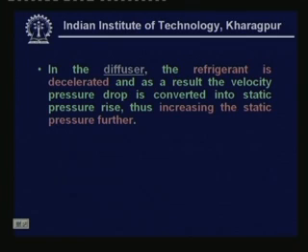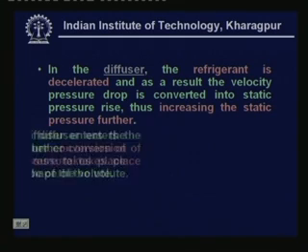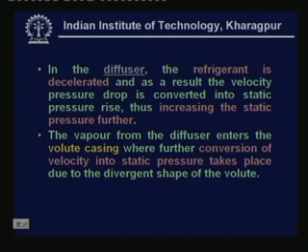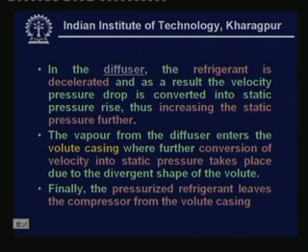In the diffuser, the refrigerant is decelerated, and as a result the velocity pressure drop is converted into static pressure rise, thus increasing the static pressure further. The vapor from the diffuser enters the volute casing, where further conversion of velocity into static pressure takes place due to the divergent shape of the volute. Finally, the pressurized refrigerant leaves the compressor from the volute casing. So, this is the working principle of a centrifugal compressor. This is different from your positive displacement type of compressor, which are unsteady flow devices.